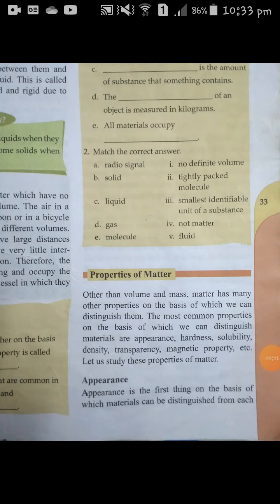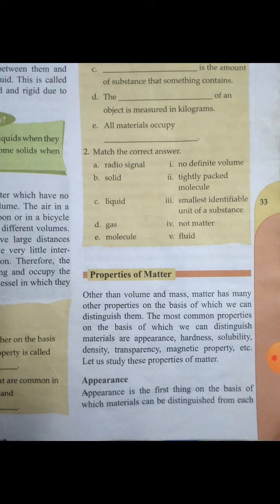Textbooks and turn to page number 33. Now we will discuss the remaining topics of chapter number 4, that is different kinds of material. So today we will discuss the remaining properties of matter.